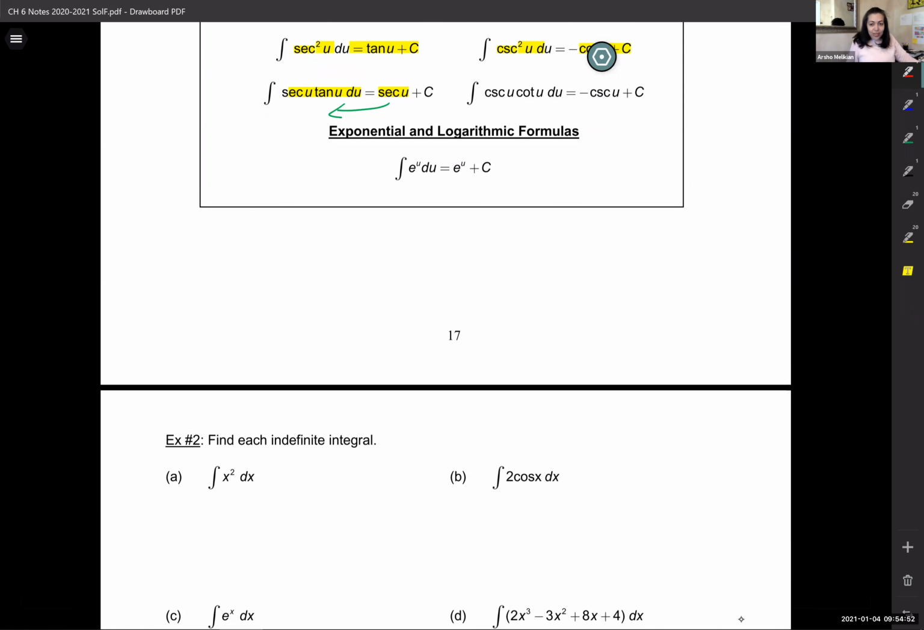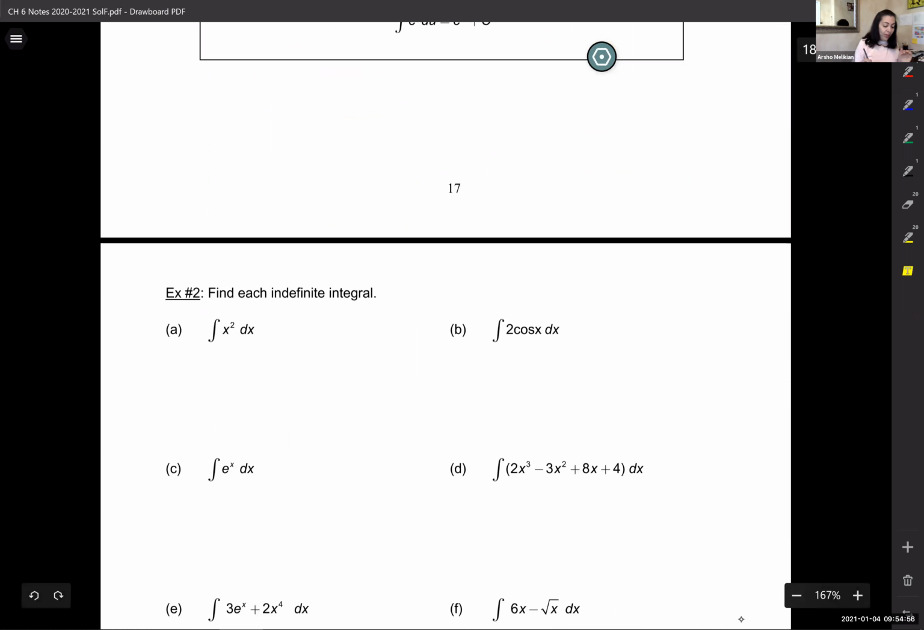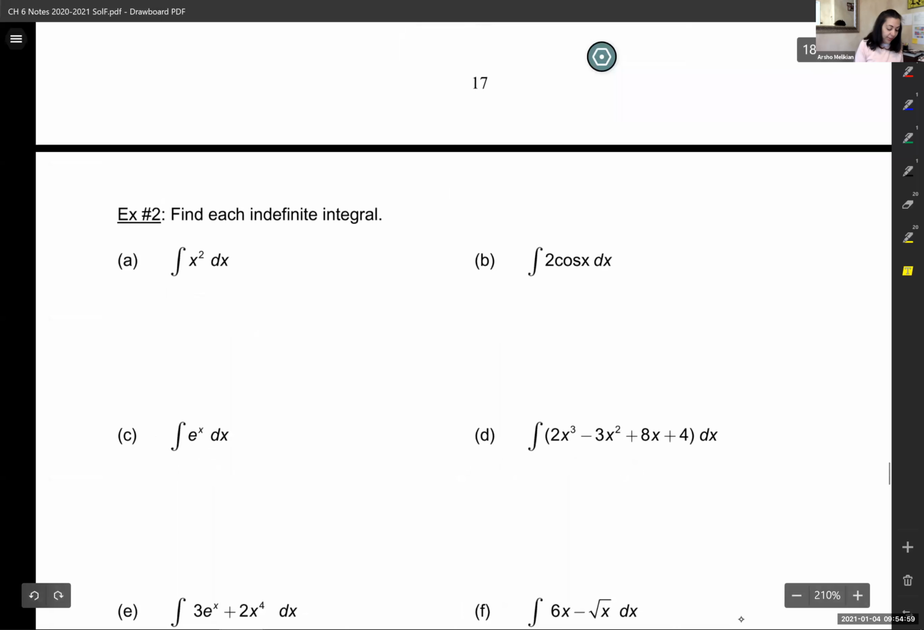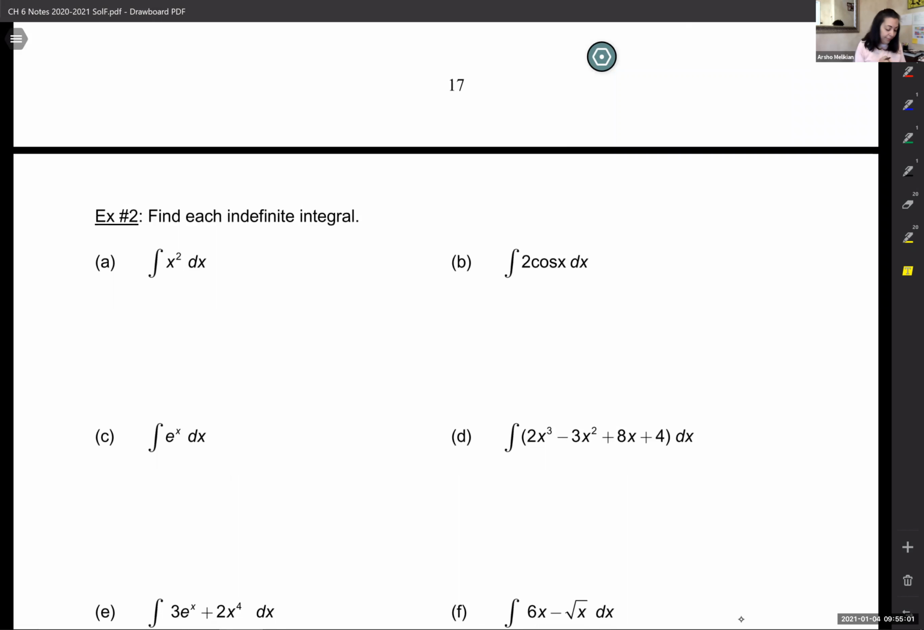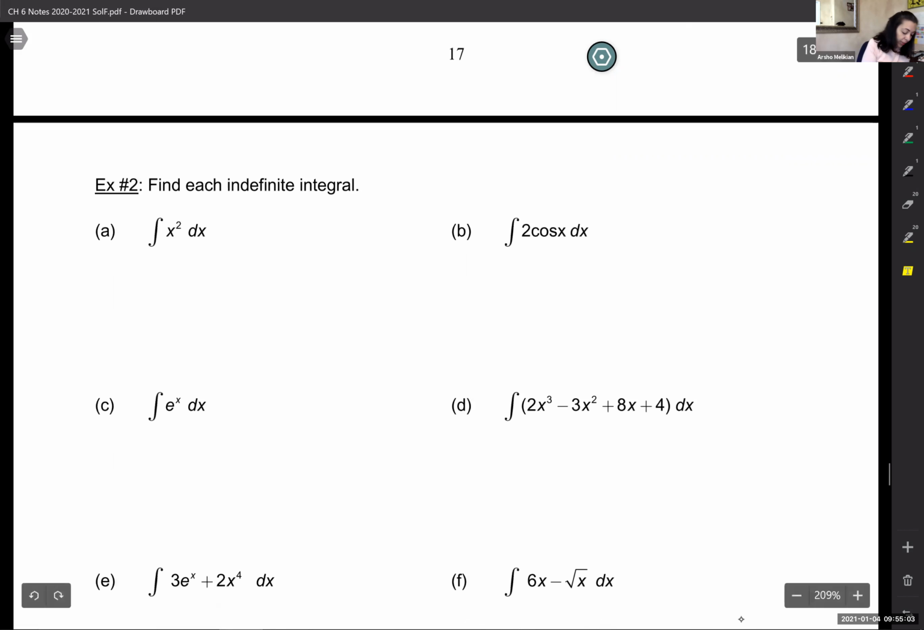Here, are you guys ready to do some integrals? There is not a better way to start semester 2, by the way. Okay, here we go. Definite integral. Remember the plus c.